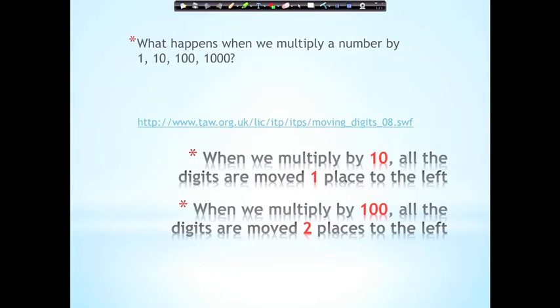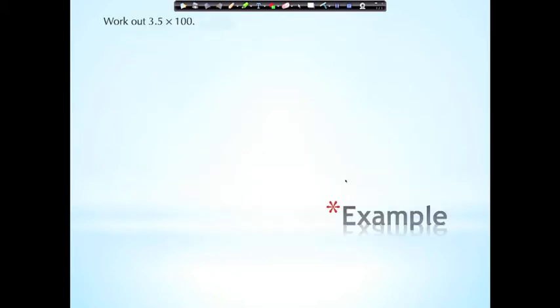Okay, so if you need to, you might want to jot that down. So let's have a look at this example. It says work out 3.5 times by 100.